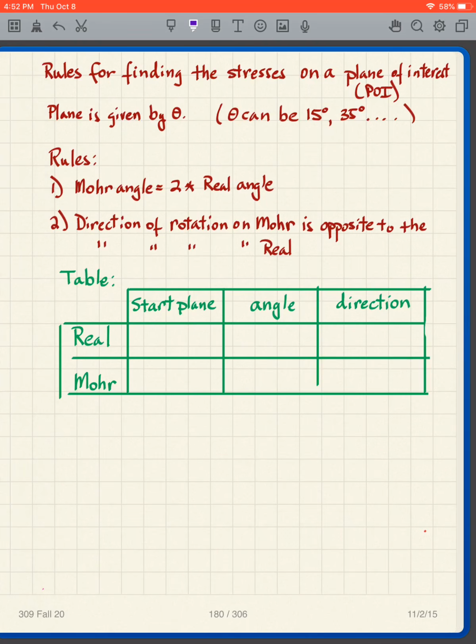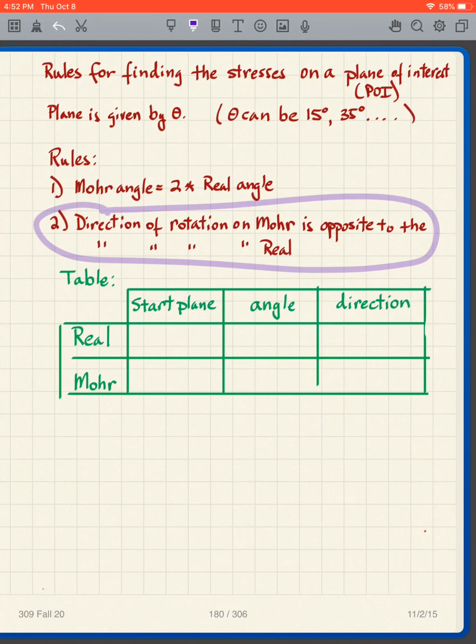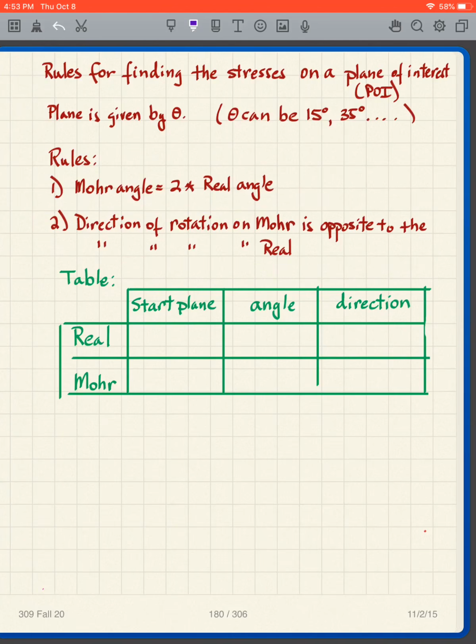That's one of our rules. So rule 1, the Mohr angle is 2 times the real angle. And then with our sign conventions, we're going to find that the direction of rotation in the Mohr world is opposite to the direction of rotation in the real world. That comes about because of our sign conventions, and I'll show you what I mean when I talk about direction of rotation.